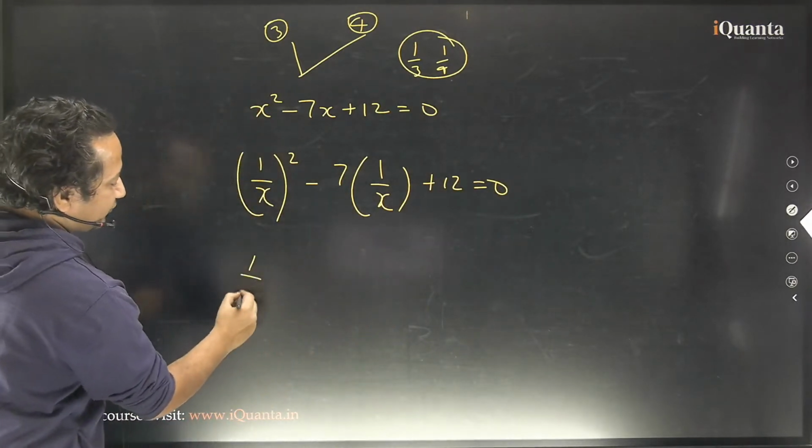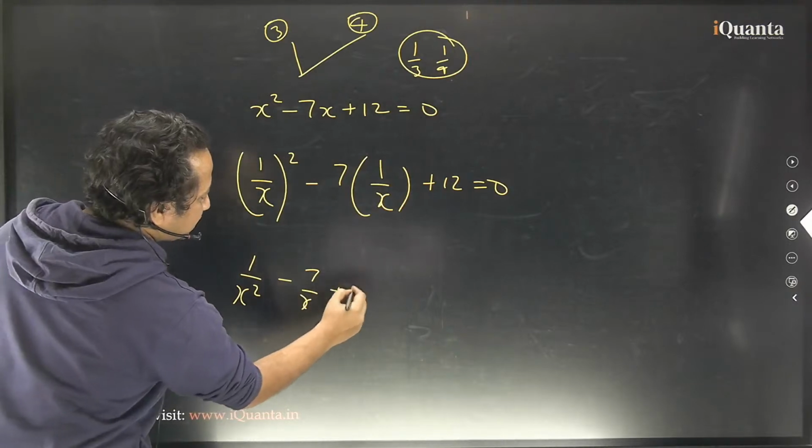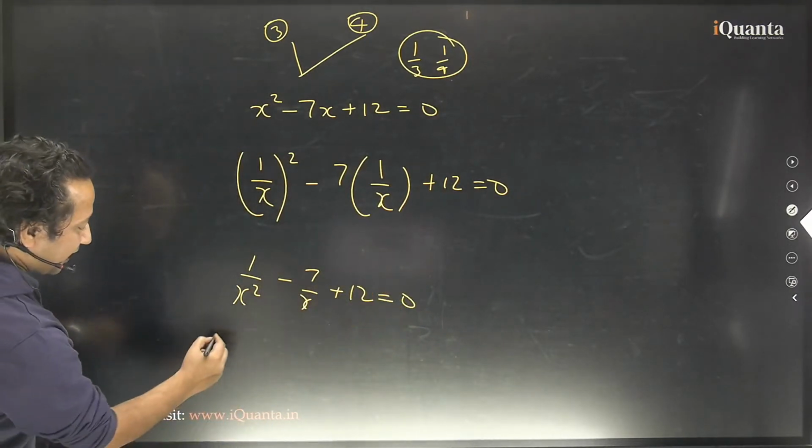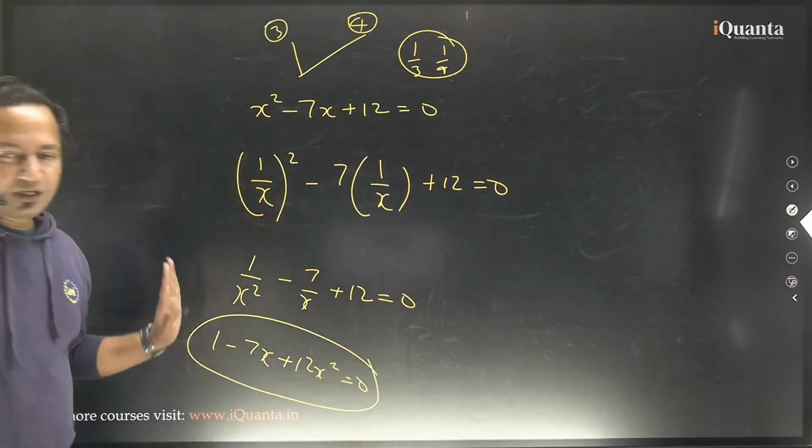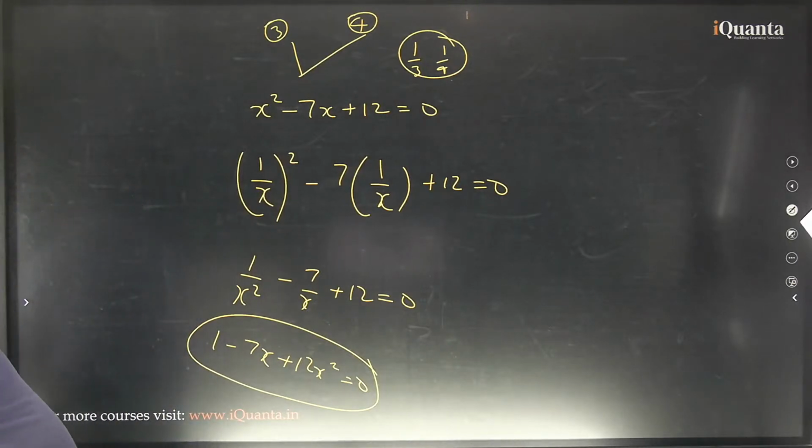Now look at this, what happens? 1/x square minus 7/x plus 12 equal to 0. Multiplying everything by x square, I'll get 1 minus 7x plus 12x square is equal to 0, and this is what my equation is. Is that clear? This works for all sorts of algebraic equations. Is this clear? I somehow think that this is something which is new for a lot of people, and very, very important, and its utility is very high. There can be many questions of this type.